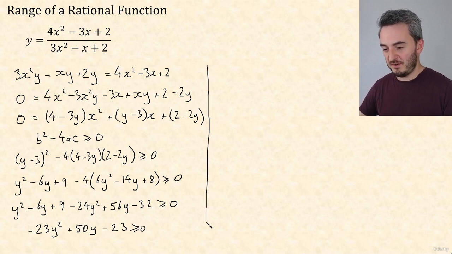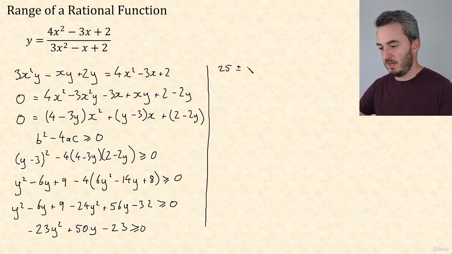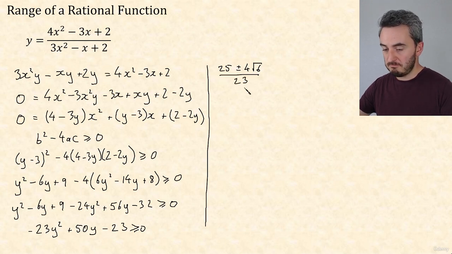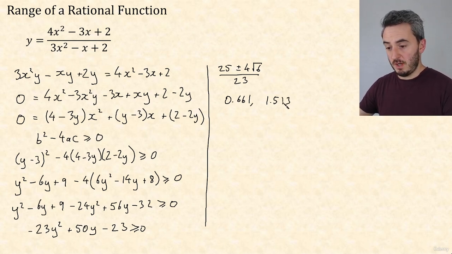I'm not going to waste any time trying to factorize that nicely. I'm going to go straight to my calculator, find the critical values of that. When I do that, and I guess I'll keep them in exact form for now, but it ain't pretty. It's 25 plus or minus 4 root 6 over 23, or in kind of more normal terms, it's 0.661 and 1.513.